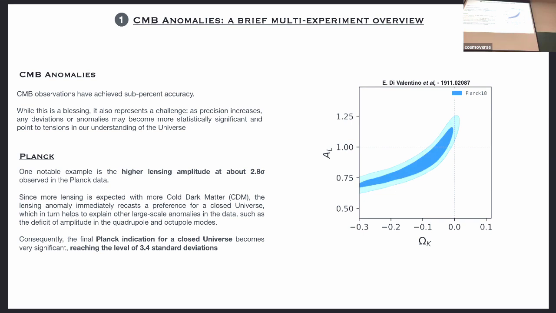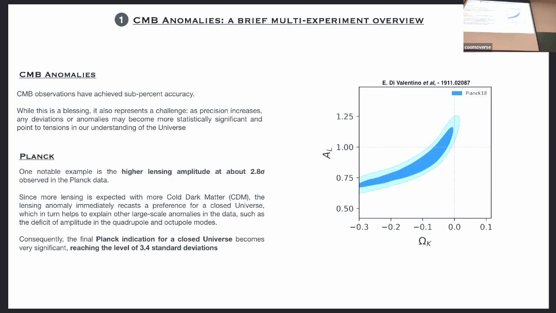So one notable example of what I call CMB anomaly is the higher lensing amplitude observed in the Planck data at about 2.8 standard deviations. Now, since more lensing is not expected in ΛCDM, this immediately relates to a preference for a closed universe. And in fact, this can also help to explain other anomalies on large scales in the data, and as a result, the Planck indication for a closed universe reaches 3.5 standard deviations.